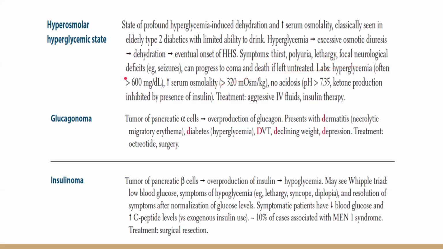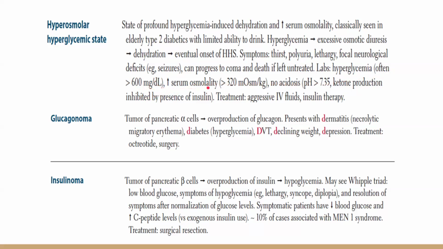Focal neurological deficits, focal basically means at a specific location, neurological, neurons, deficits, and this includes seizures, okay, and can progress to coma or death if left untreated. So as you see, there are two symptoms here which are very similar to hypoglycemic shock. When you do the labs, you'll find hyperglycemia, often more than 600 milligrams per deciliter. This is pretty high. In diabetic ketoacidosis, your hyperglycemia is about 300 to 400. So this is way higher, okay?